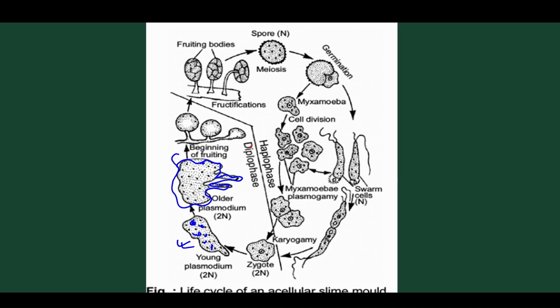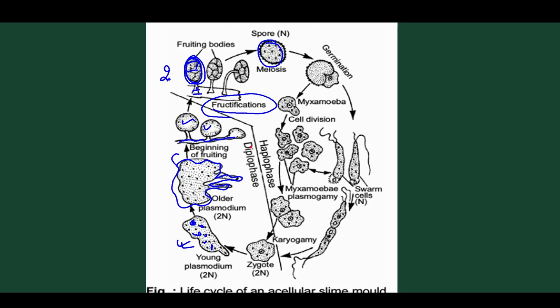When the condition is unfavorable, they reduce their structure and give rise to fruiting bodies. The formation of fruiting bodies is called fructification. Here we find the fruiting bodies are present. These are the sporocarp fruiting bodies, sporangia. They contain the capitulum, and the iridiums are present. And these fruiting bodies give rise to spores.